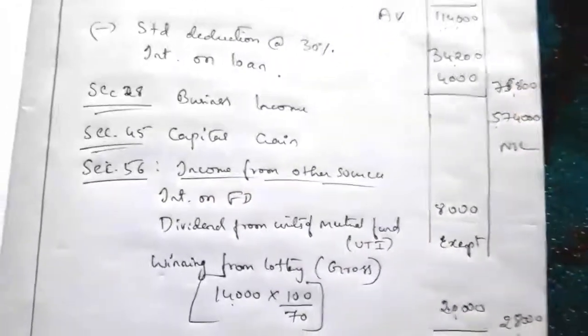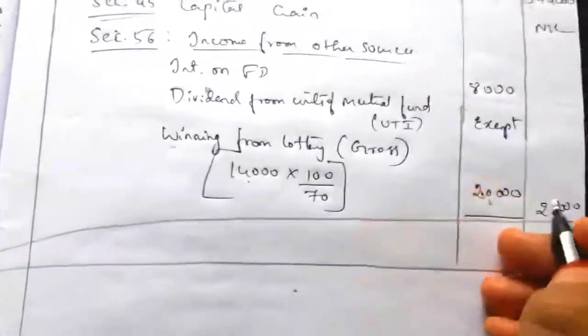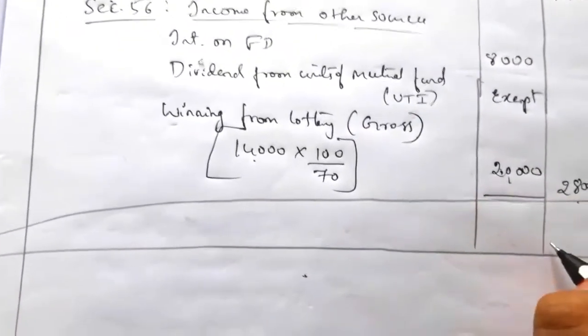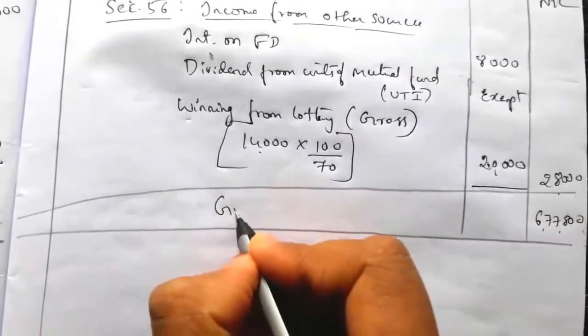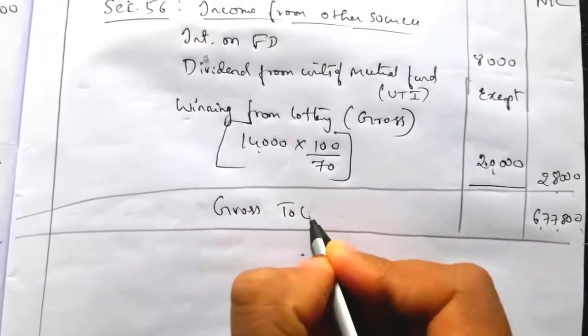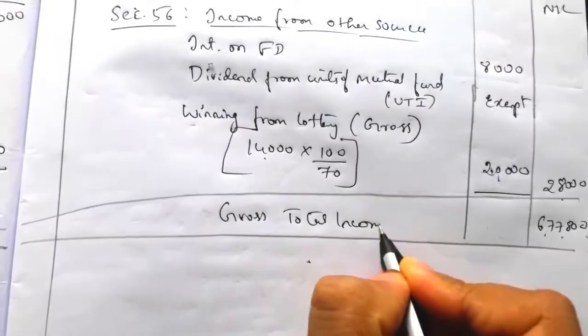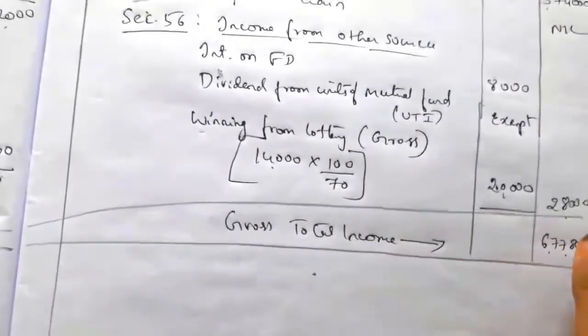Now if you add these 5 heads of income, it is equal to 6,77,800. So that is nothing but gross total income. The total of the 5 heads of income is nothing but gross total income.